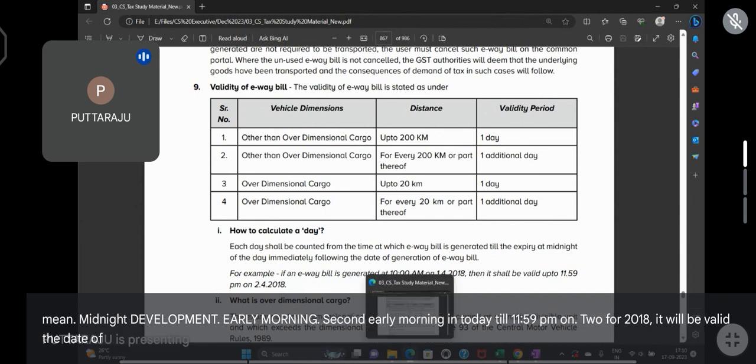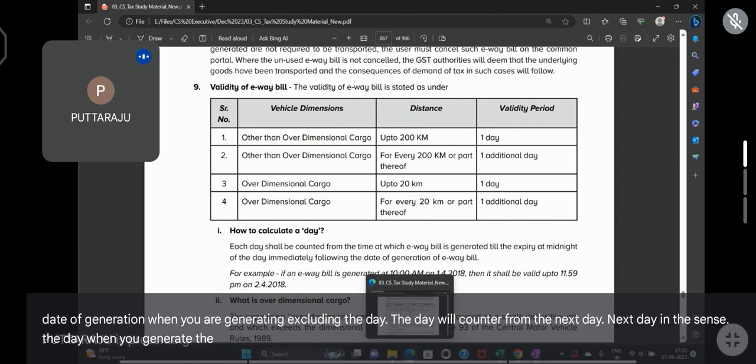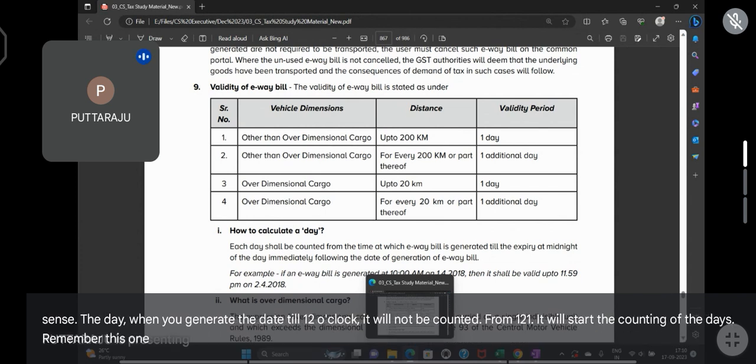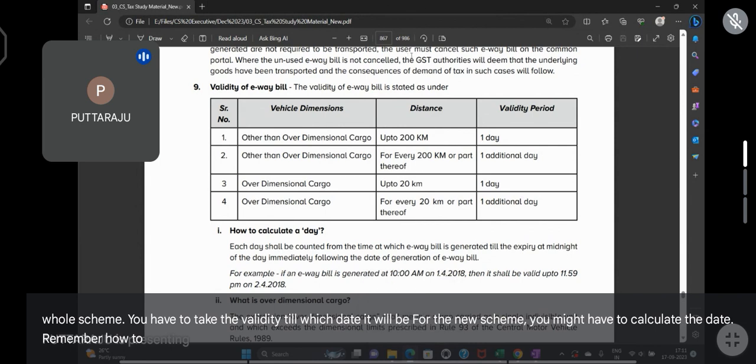The date of generation is excluded; the counting of days starts from the next day. The day when you generate, till 12 o'clock, will not be counted. From 12:01 the counting of days will start. Remember this carefully. You will be given the dates or the e-way bill distance. They will give some dates for the old scheme, and you have to tick the date till which it is valid. For the new scheme, you might have to calculate the date. Remember how to calculate. Okay.